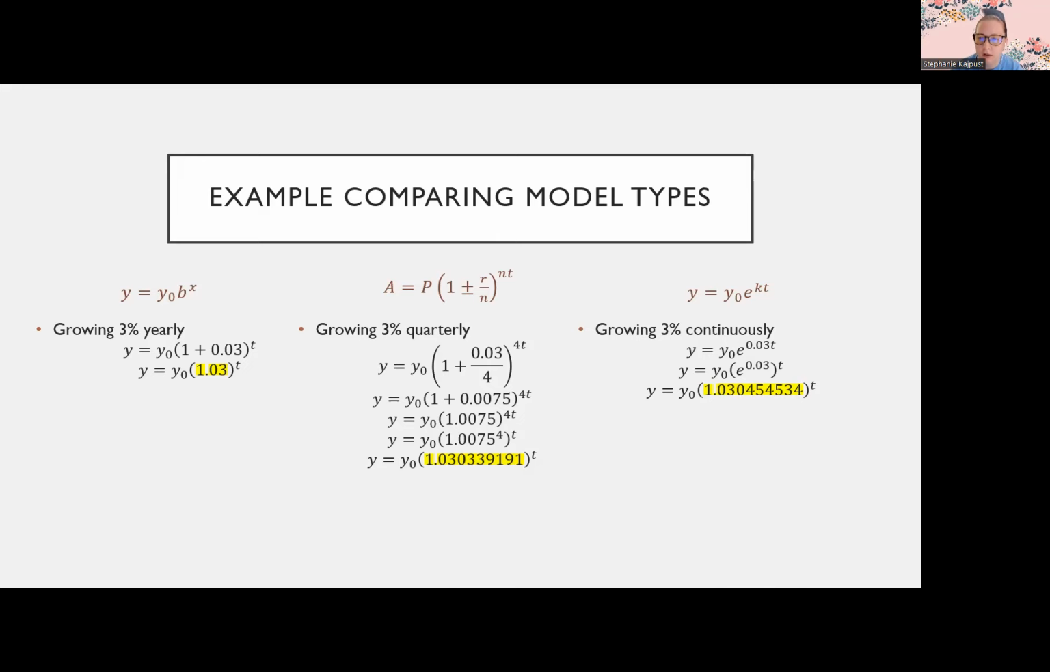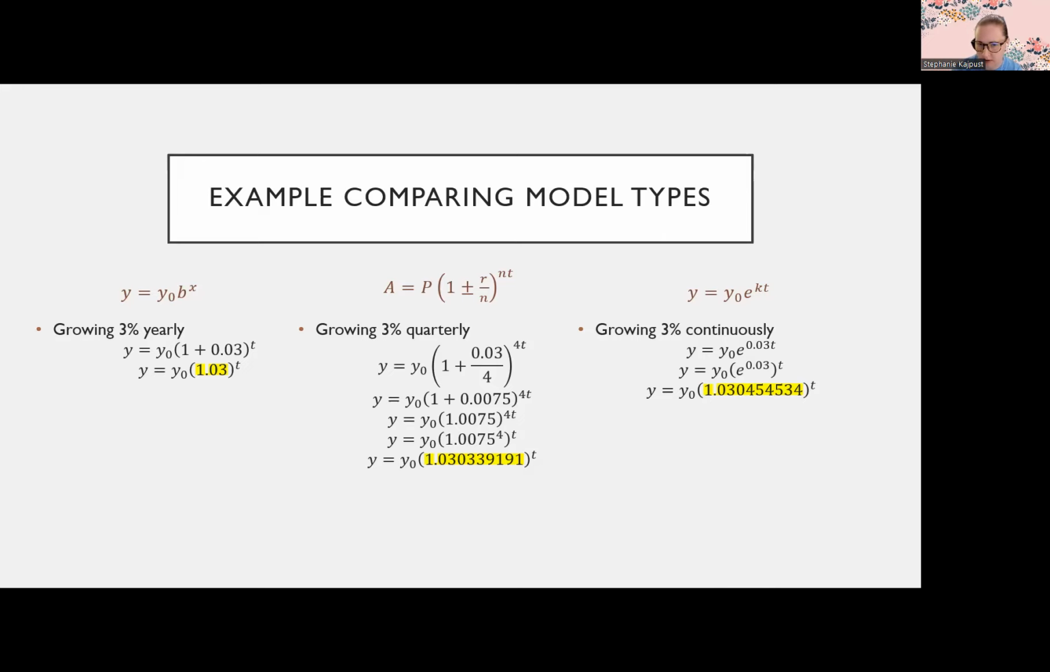The one on the left is our general exponential model, y naught b to the x. The one in the middle, if you're not doing per year but multiple times a year, you switch your model up and use the compound interest model. And then on the right is the exponential growth model where it's always growing. For all three of these situations, it's 3%, but the models end up being slightly different.